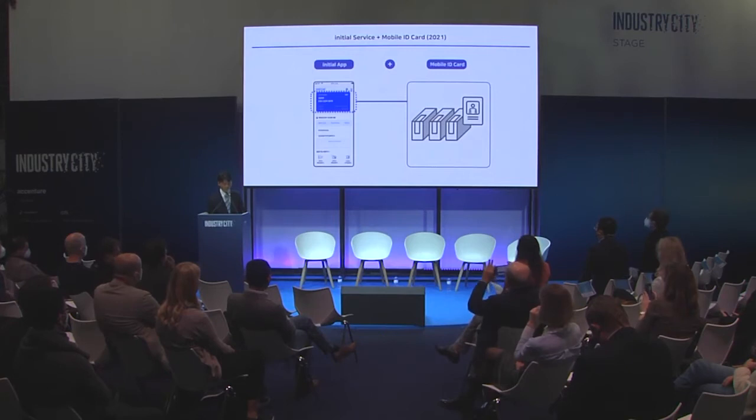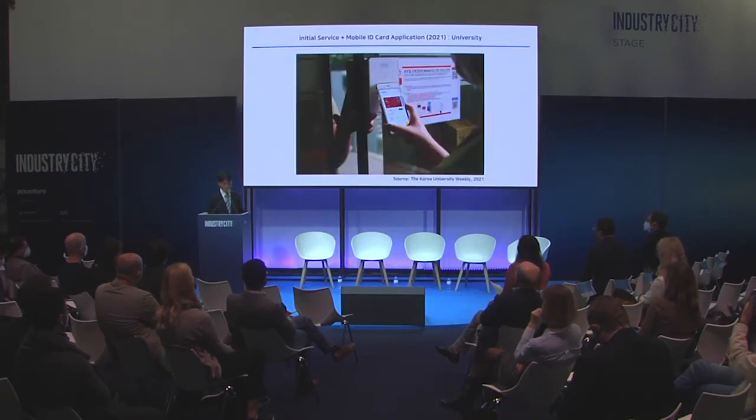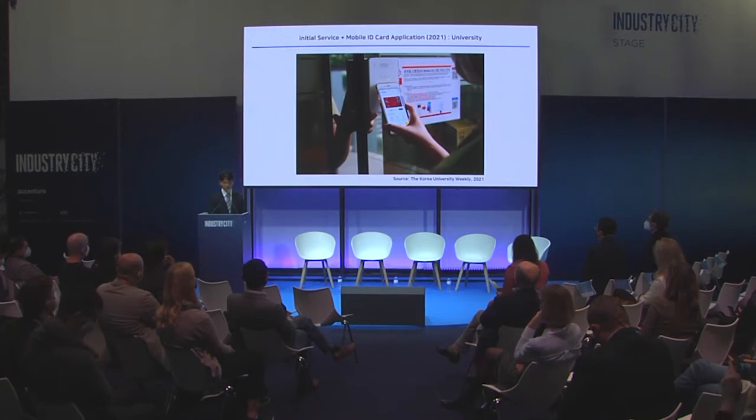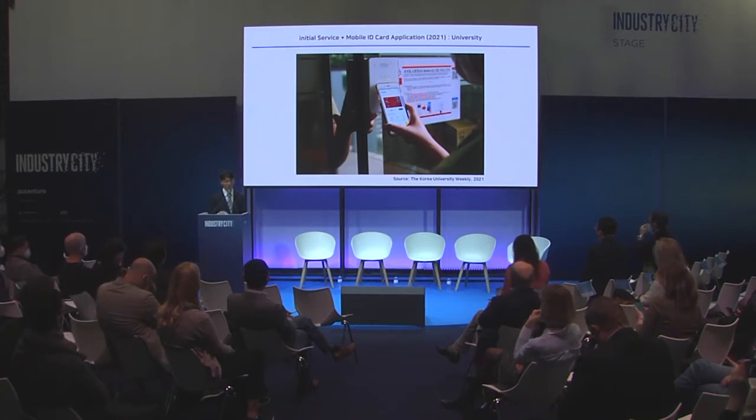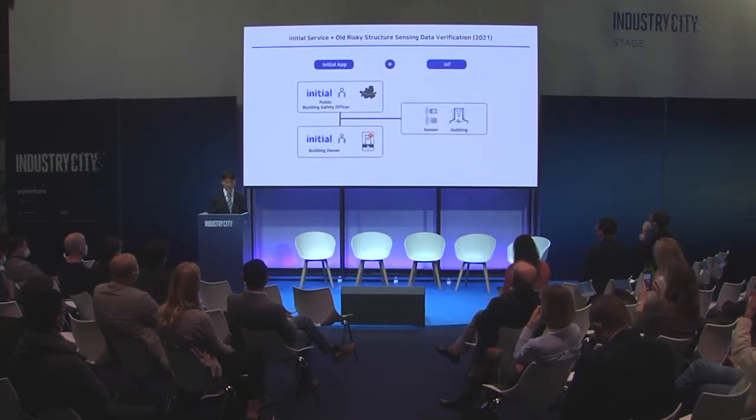And next is the integration of the initial system with the mobile access control card. By using credentials stored in ID wallet, people can use it as a normal ID card to prove themselves and enter a building. For example, Korea University, a big university. The Korea University student can enter a university building and borrow books from the university library with our initial application.